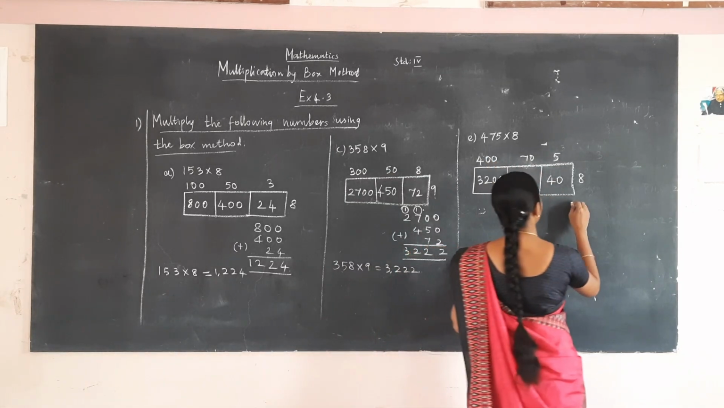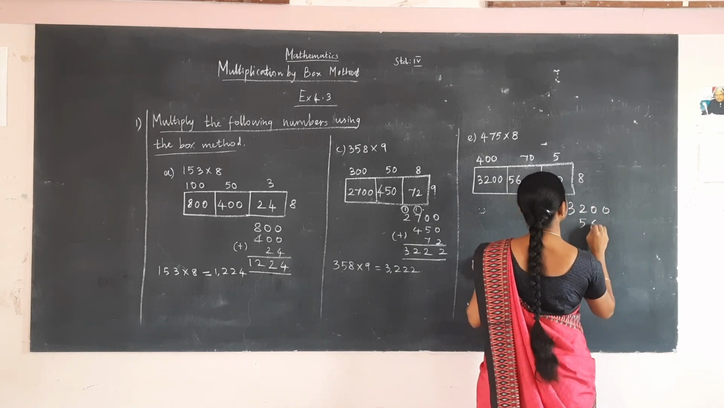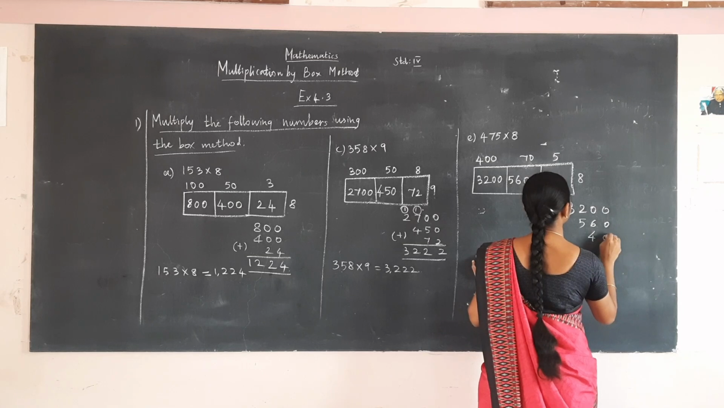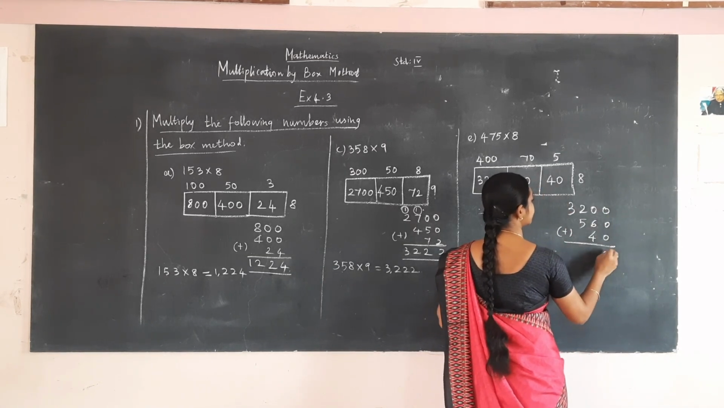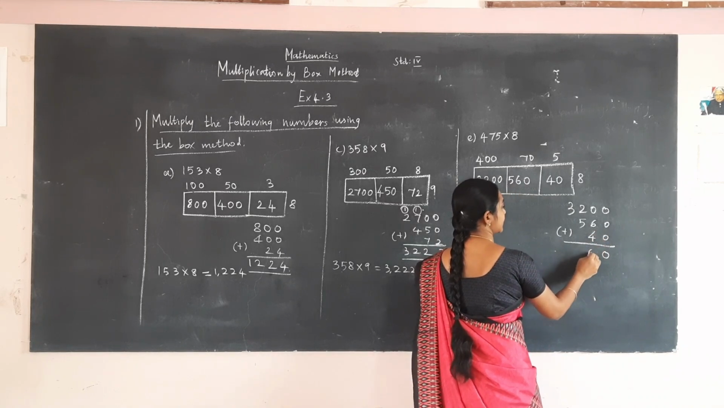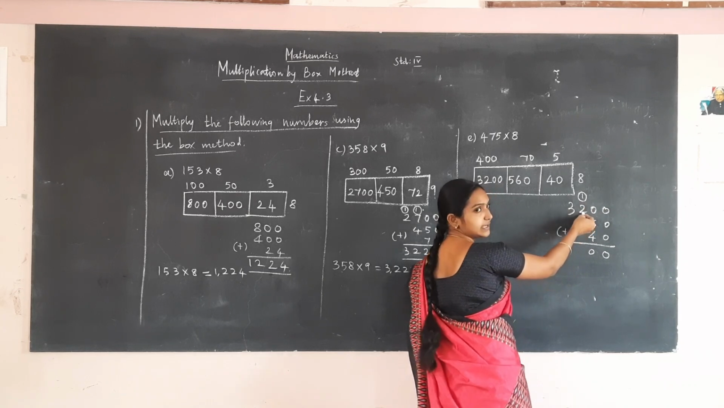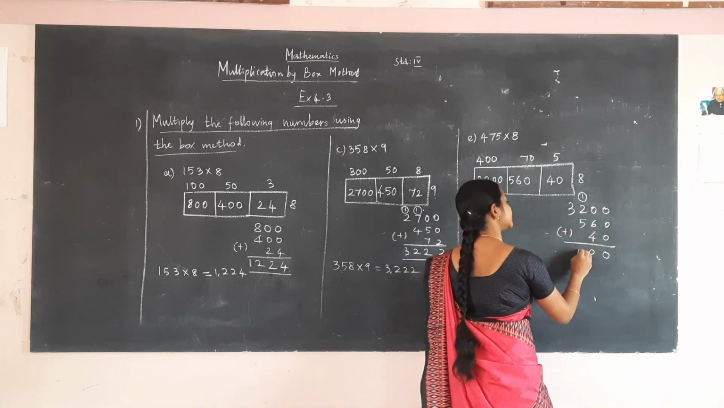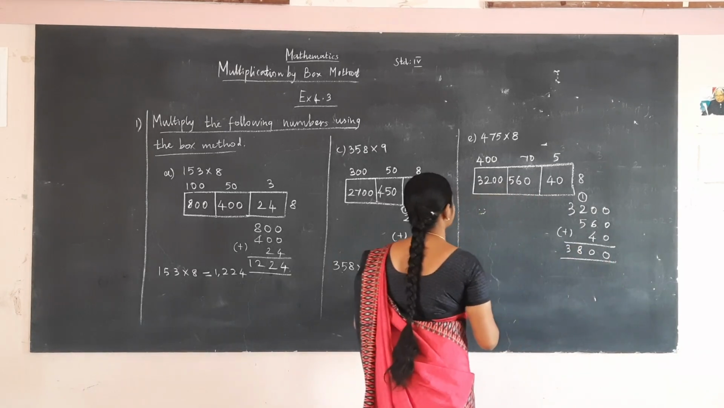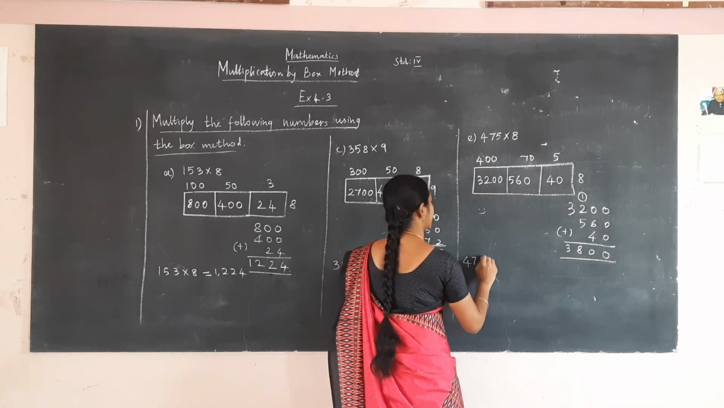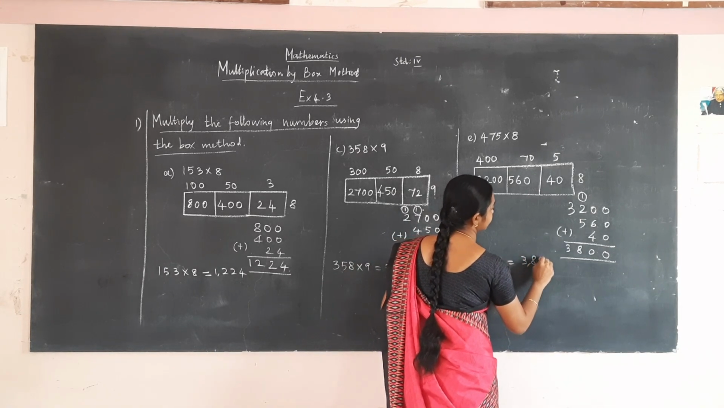Now we have to add 3200, 560 and 40. 0 plus 0 plus 0 is 0. 6 plus 4 is 10. So write 0 here and 1 is carried to next place. 2 plus 1 is 3. 3 plus 5 is 8. Here we don't have any number, so write 3 as it is. 475 into 8 is 3800.